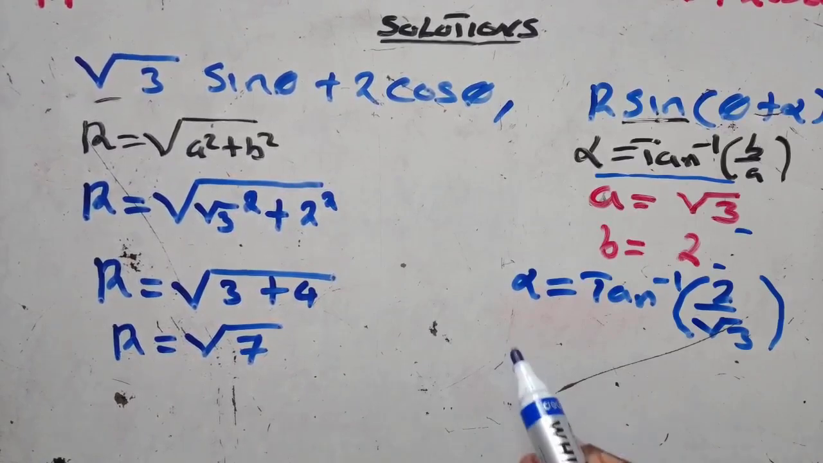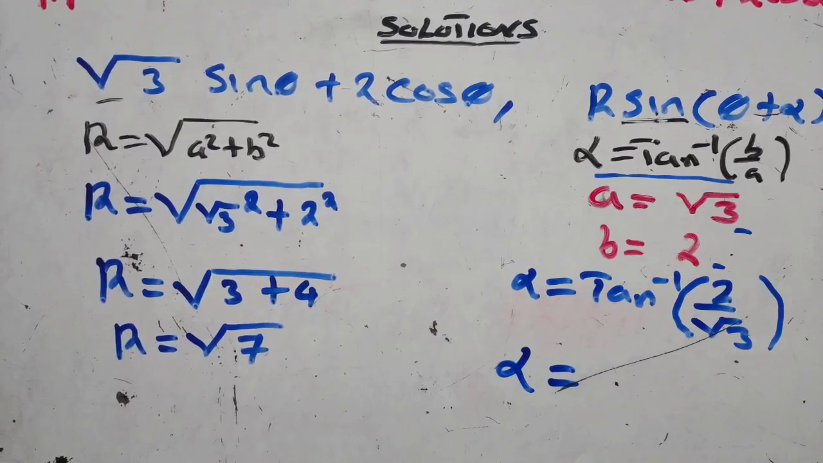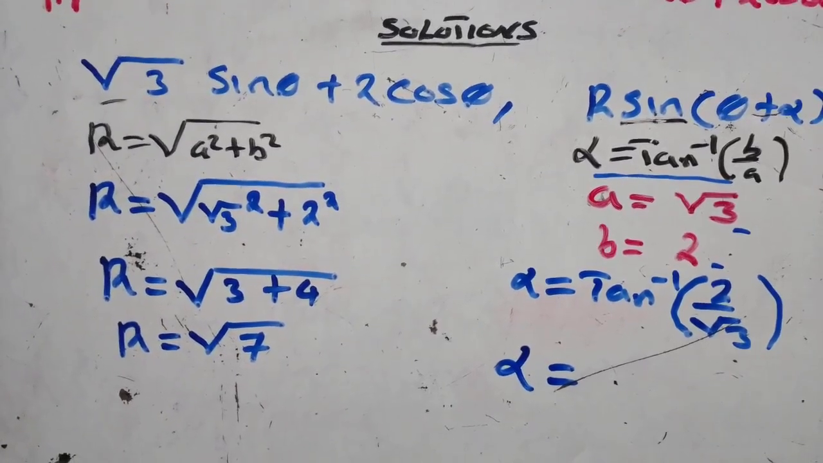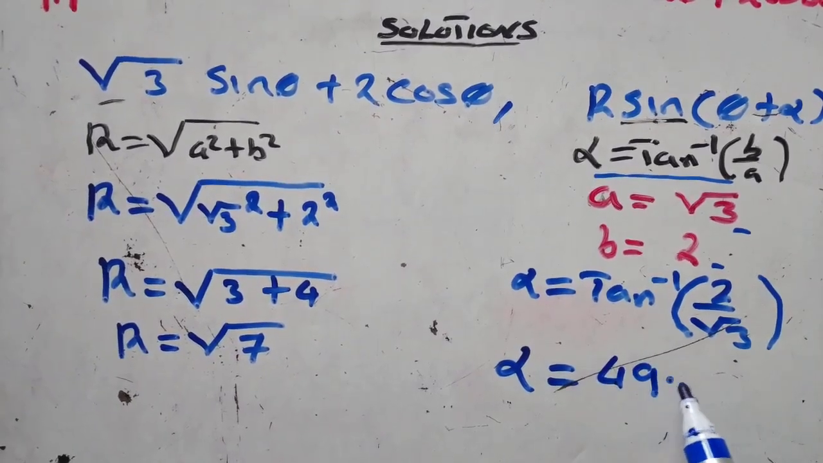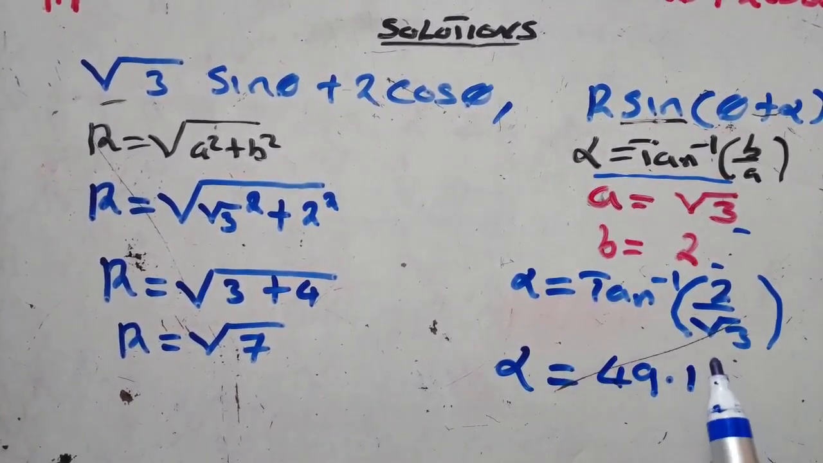So the acute angle is equal to tan inverse of 2 over root 3. Here you just come on your calculator and press shift, then tan, open brackets, 2 divided by root of 3. This will give you 49.1. Remember, angles are rounded off to 1 decimal place, so this is 49.1 degrees.